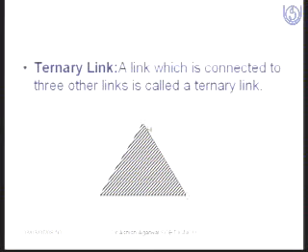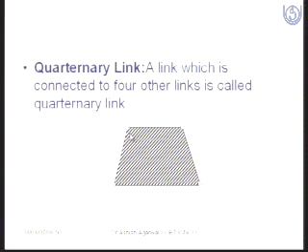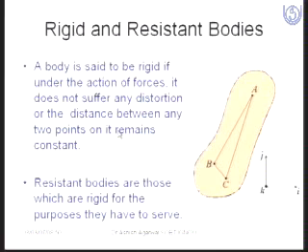Similarly, if a link can connect three links, it is a ternary link. If it can connect four links, it is the quaternary link. If you see the figure, this link has three points from where we can connect different links. Similarly, in the quaternary link we have four points where four other links can be connected. Now we will define what a rigid body is and what a resistant body is.